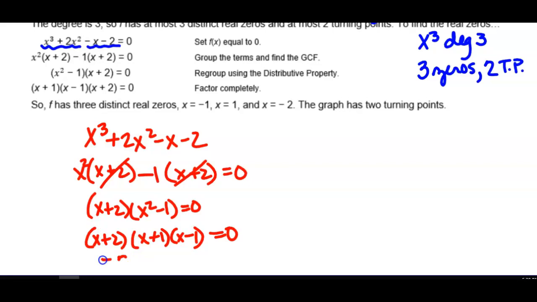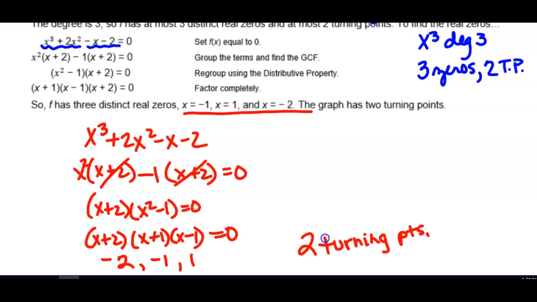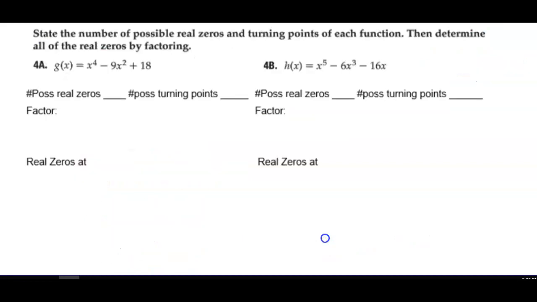So the zeros were at -2, -1, and +1. So it has 3 distinct zeros, there they are, and therefore 2 turning points. Do not just graph these, because you have to be able to find the zeros and you have to be able to factor eventually. All right.